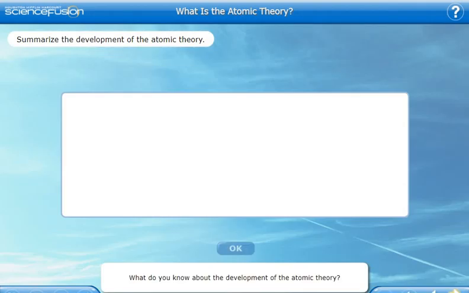What do you know about the development of the atomic theory? Summarize the development of the atomic theory in your own words. Type your summary in the box, then click OK.